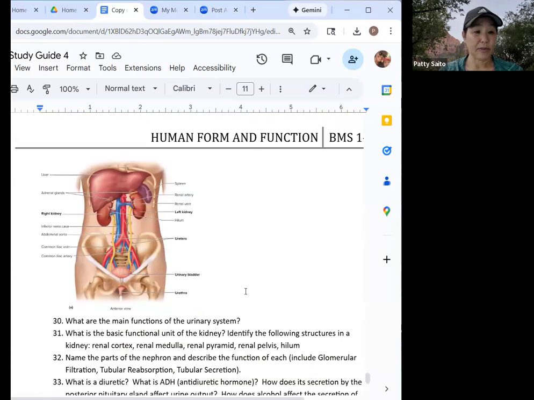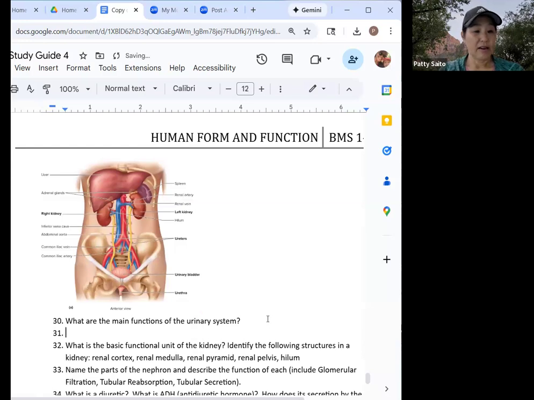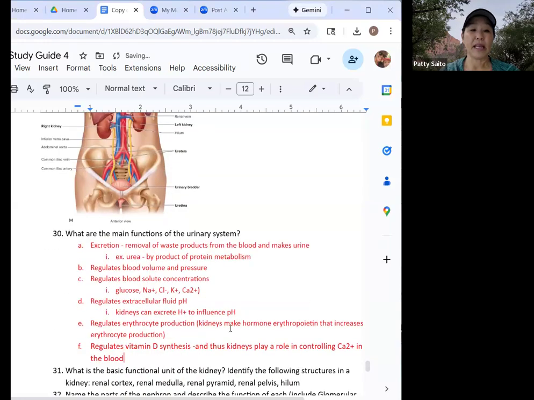Here's a little picture from the textbook. So not only does it make urine and transport and store urine and allow it to be released from the body, but there are lots of other functions that the urinary system does. Let's take a peek and talk briefly about them.